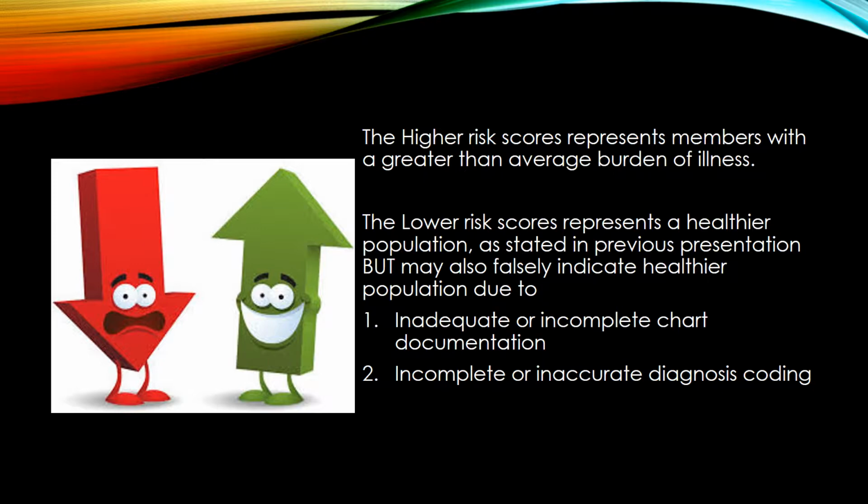And as I stated before in a previous presentation, it may be false due to inaccurate diagnosis coding and also incomplete chart documentation. So just to elaborate a little bit on this slide, basically to sum it all up, the higher the risk score means the more sick the patient is. The lower the risk score, it just means that that patient is healthier than most.